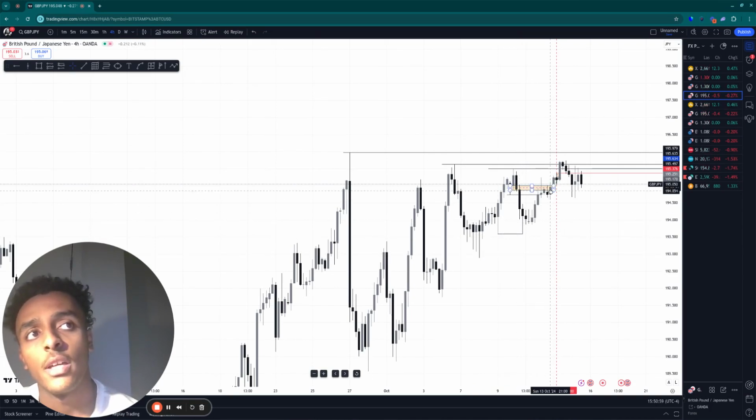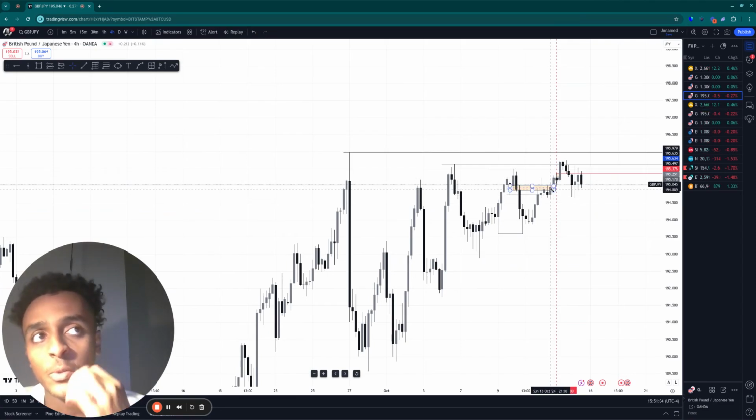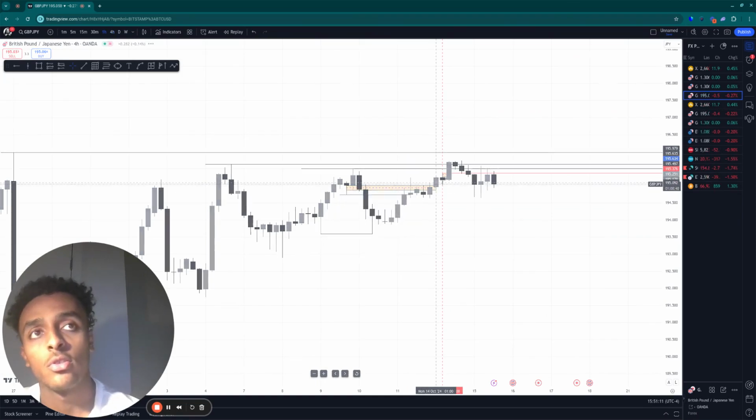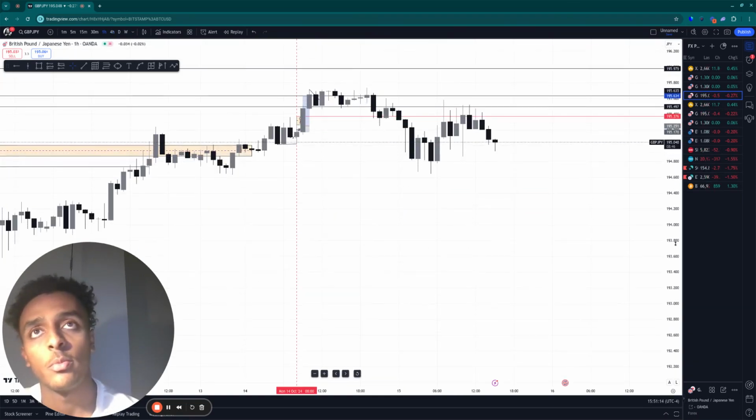And on top of that, we broke 4 hour structure right here. So we're bullish on the 4 hour also. So we've invalidated a 4 hour order block right here, right? And we've broke 4 hour structure to the upside with this candle. So 4 hours bullish, daily time frames bullish.